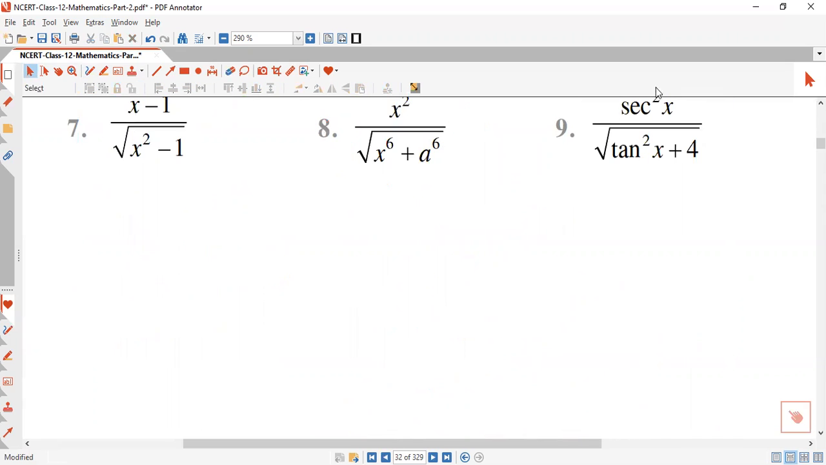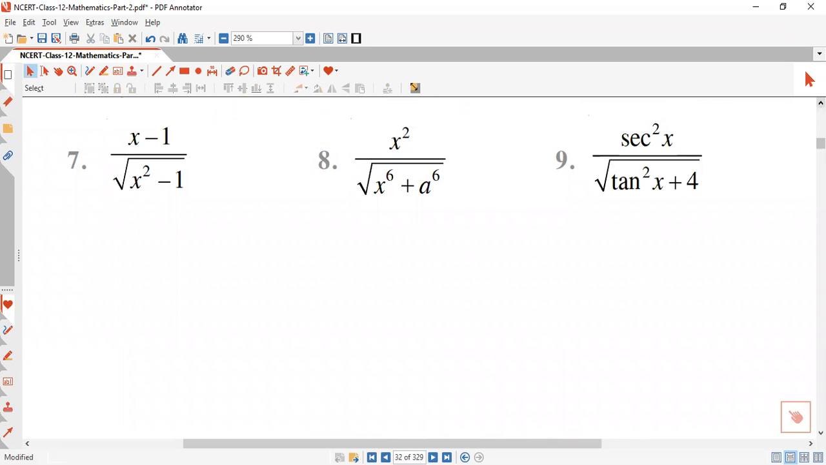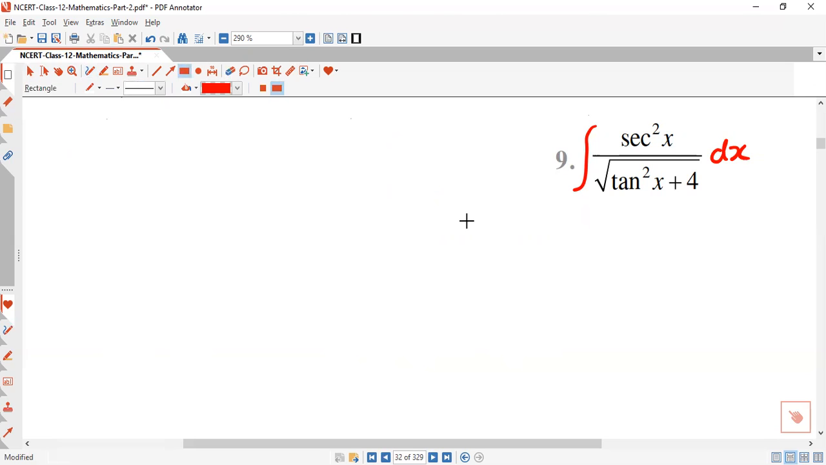And this question number 9 says, in the numerator we have a sec square x, and in the denominator we have a tan square x. This is a trigonometric function. Okay. Can it be simplified in a simpler form? Yes. I take tan x equal to t, so this sec square can be removed easily.